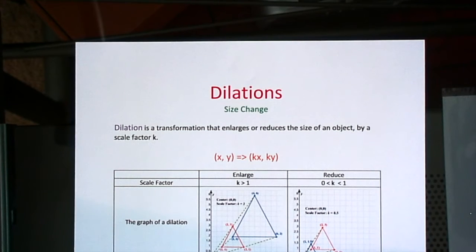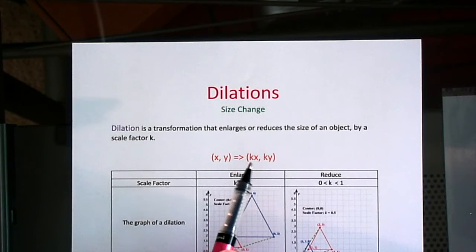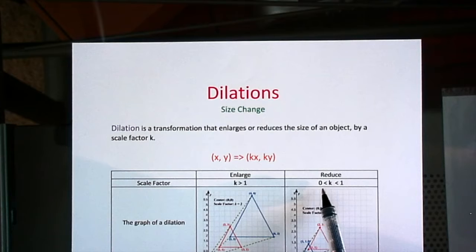doing a dilation. So what it's saying is that every point (x, y) is going to get multiplied by the scale factor, which is k. So k times x, and k times y. So you multiply every single point. If I have a scale factor and I want to enlarge it, I'm going to multiply by a number greater than 1. Anything that's greater than 1 will enlarge the object, will make it bigger. If I want to reduce it, it's going to be between 0 and 1, some sort of fraction or decimal. It's not going to be 0 because 0 would wipe it away. It's not going to be 1 because if I multiply something by 1, nothing changes.